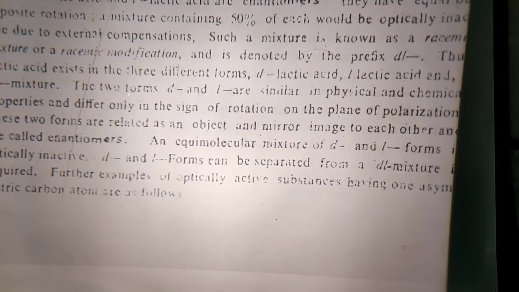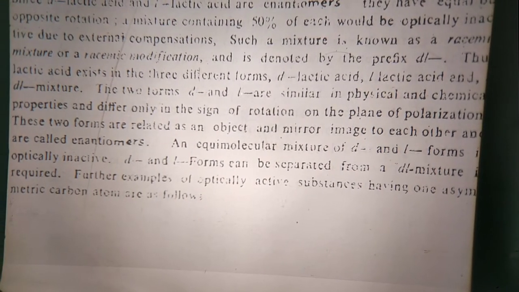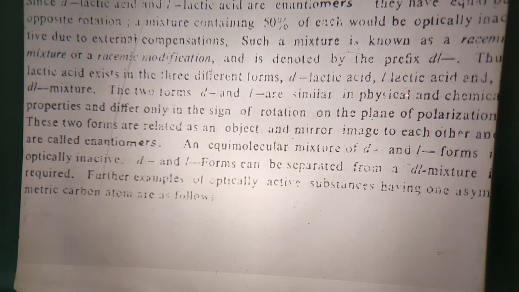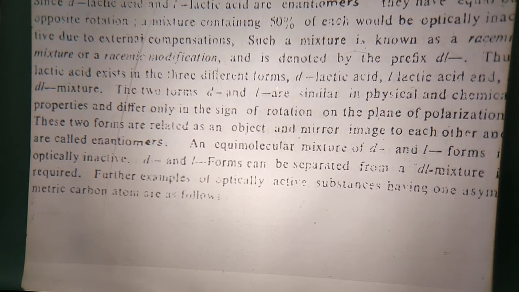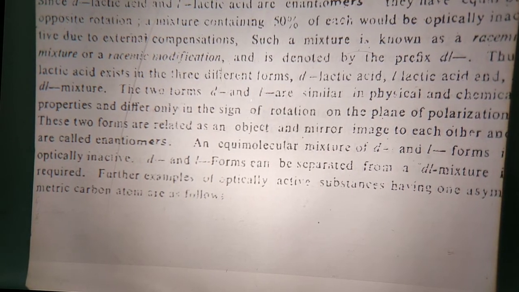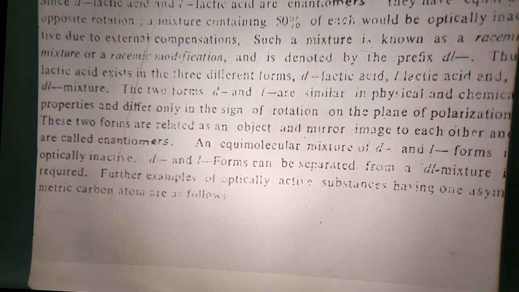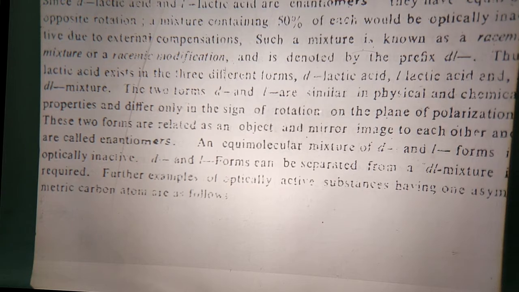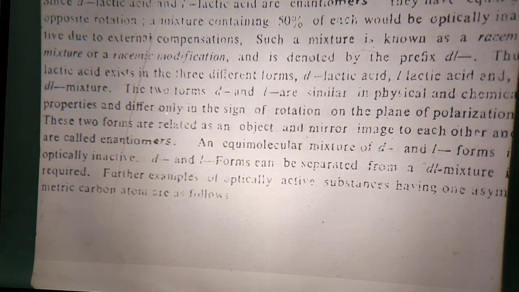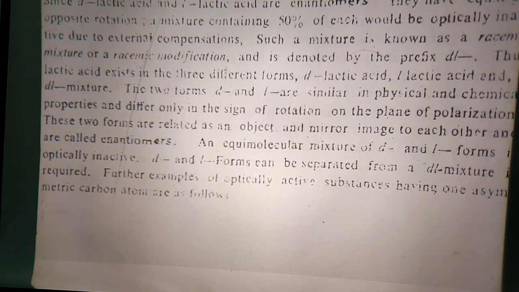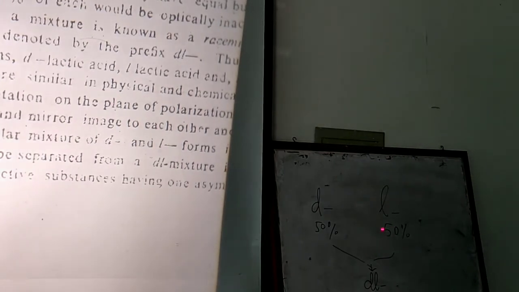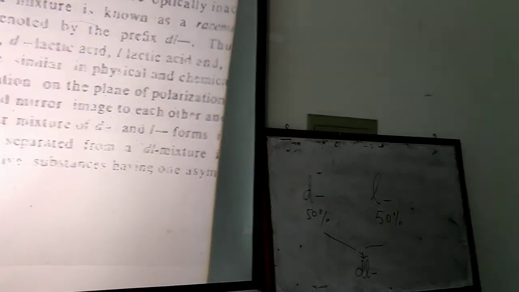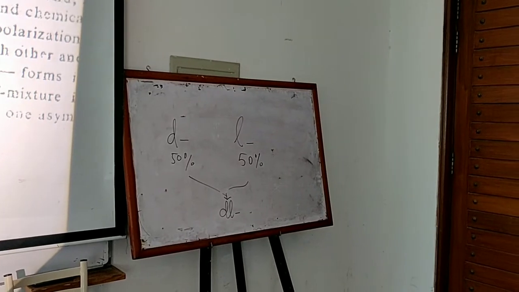The two forms D- and L- are similar in physical and chemical properties. There should be a dash here in L-lactic acid. They differ only in the sign of rotation. One moves 50% this way, the other moves 50% that way. The sign of rotation is different.